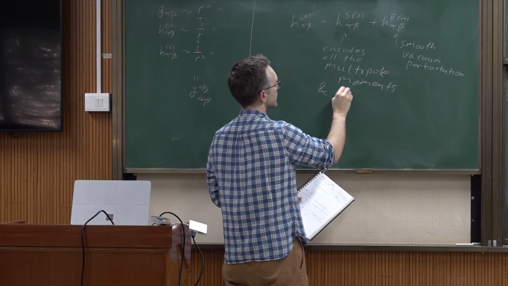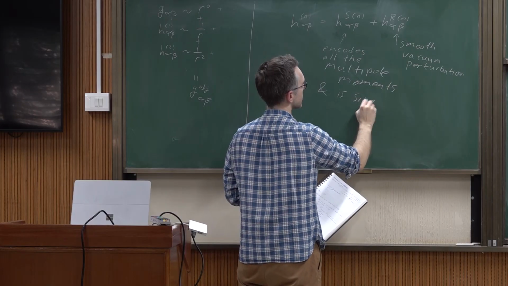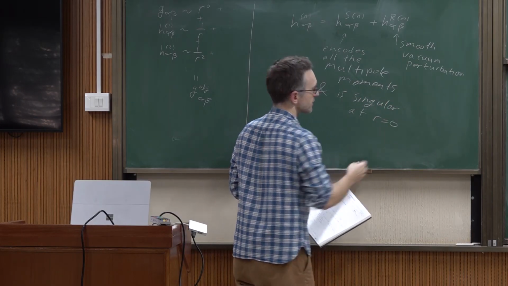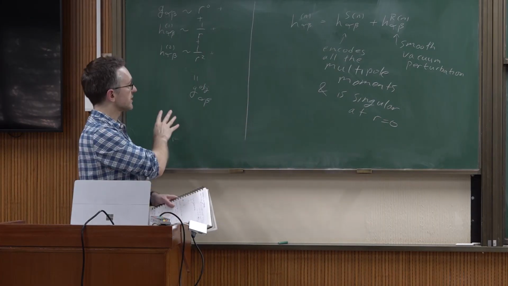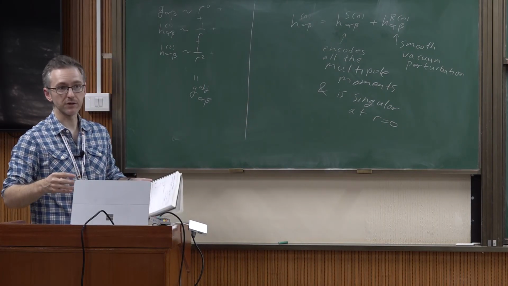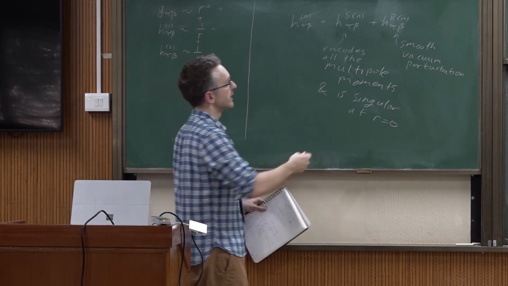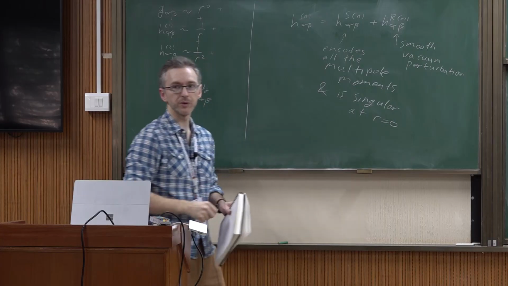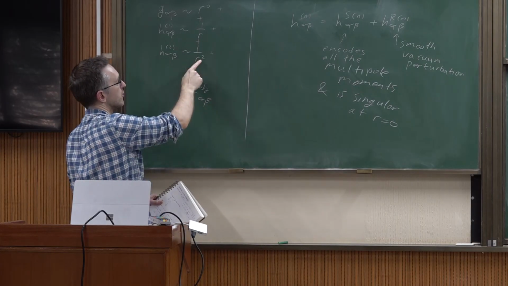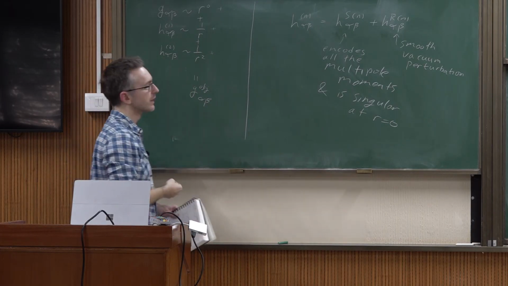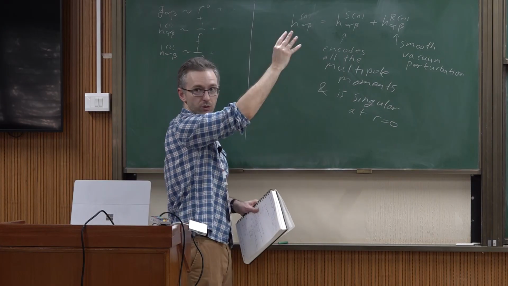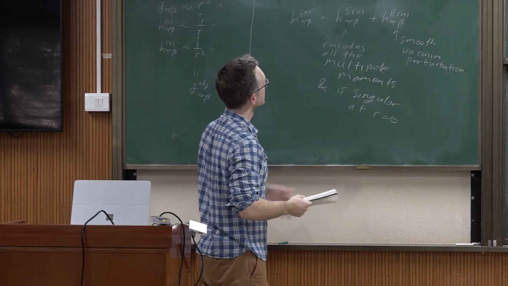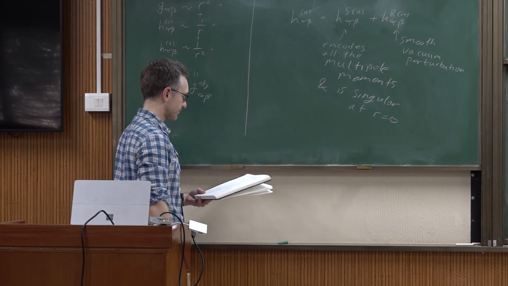And is singular at r equals 0. So again, in this analysis, we're solving the Einstein equations outside of the object, but if you then just take your solution and apply it at r equals 0, this term blows up there. So it encodes this 1 over r squared, it encodes all the singular terms. It also encodes things that are higher order in r, but in particular, it encodes all the singular terms.